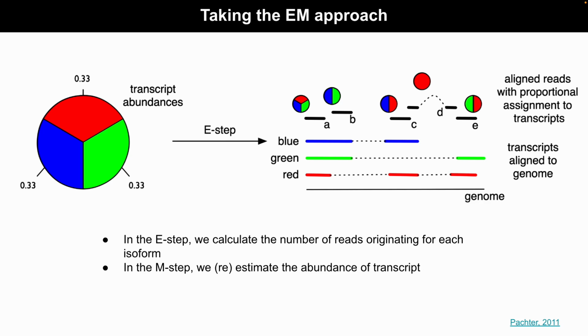Should I assign A to blue, green, or red? Should I assign B to blue or green? Because it can overlap with these two. C is simple because, well, no, C is not simple because it can be blue or red. D kind of is simple. Why? Because it has a split thing, and that split thing is only in this particular isoform. D confidently I can assign to the third isoform. What about E? E also could be from green or red.